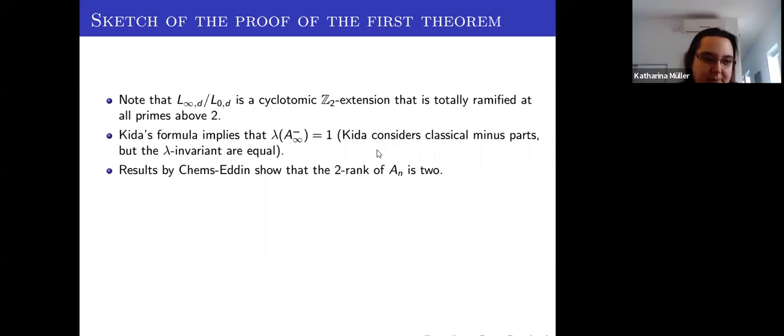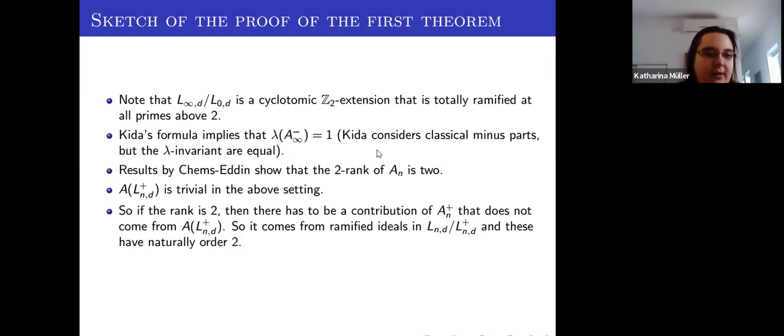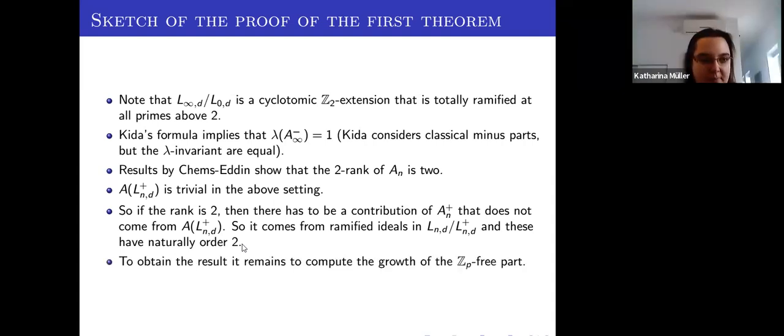Then there are some very beautiful results by Shamsuddin who show that the 2-rank of A_n is equal to 2 in this setting. And we also can show that A of L_{n,D}^+, so of the maximal real subfield, is trivial in this setting. So if we know that the rank is equal to 2, then there has to be a contribution of A_n that does not come from the maximal real subfield. So it can only come from primes ramified in L_{n,D} over L_{n,D}^+. But these are naturally primes above 2. And it's easy to see that they have order equal to 2.